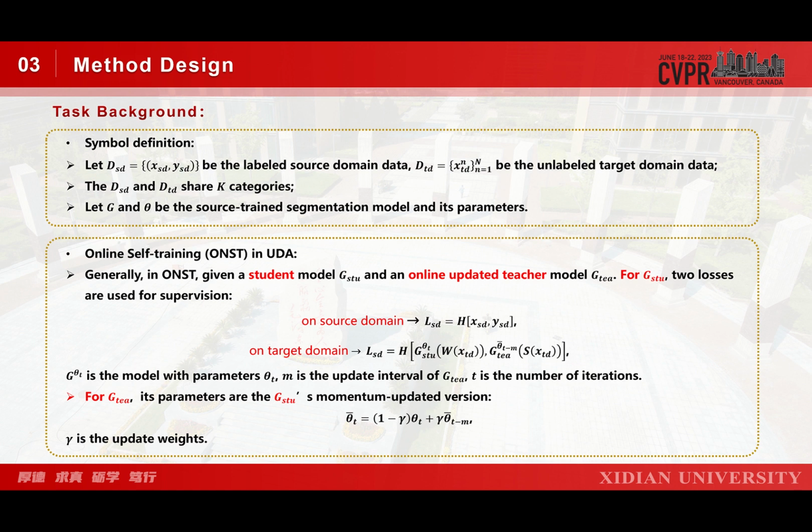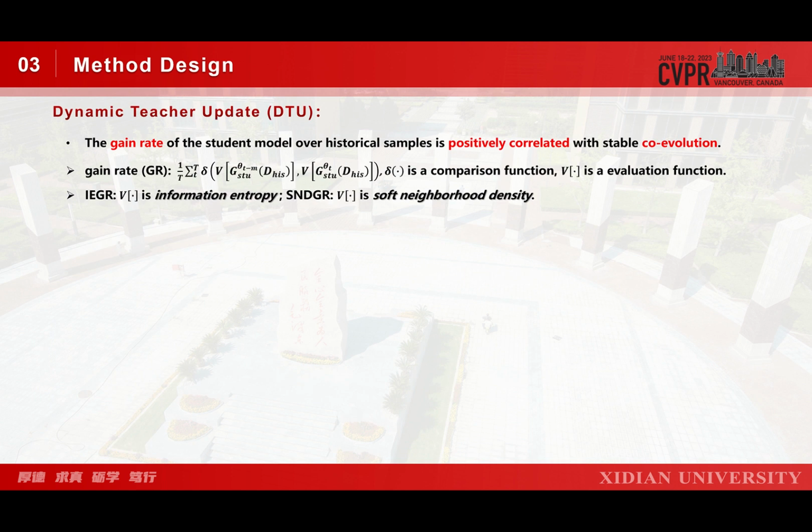Generally in OST, given a student model and an updated teacher model, for the student, two losses are used for training. The first is the supervised loss of the source domain. The second is the unsupervised weak-to-strong consistency loss of the target domain. And for the teacher, its parameters are updated as the exponential moving average of the student model. So the OST method adopts historical information to regularize the direction of model evolution. This will avoid model degradation. Having introduced this, I now present the details of the two proposed modules.